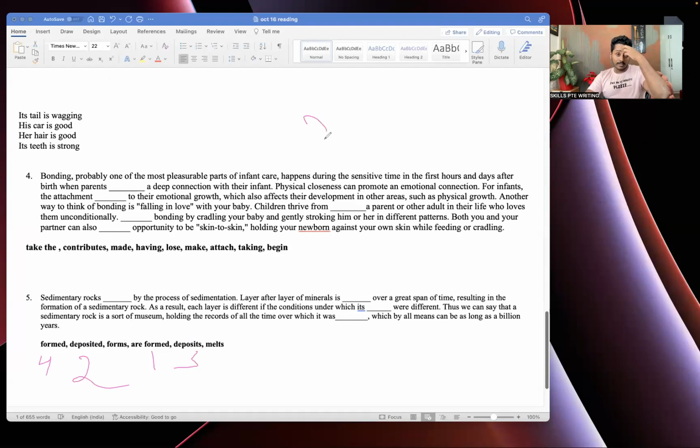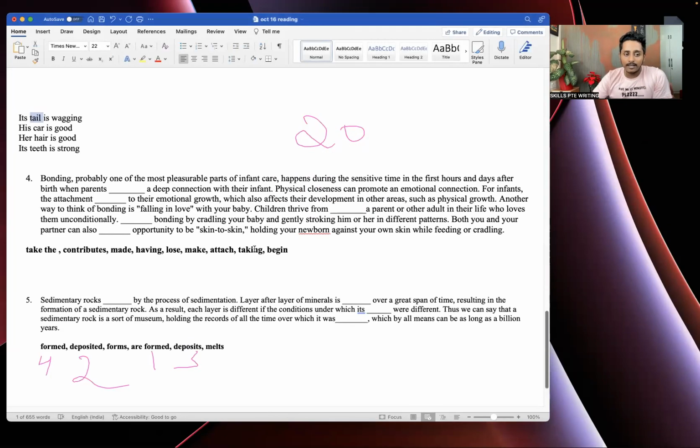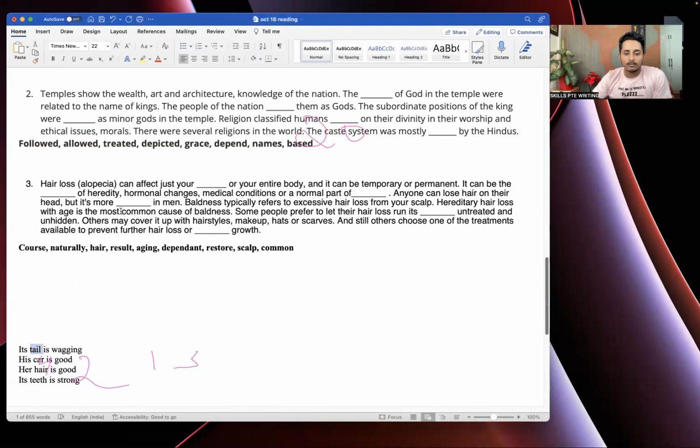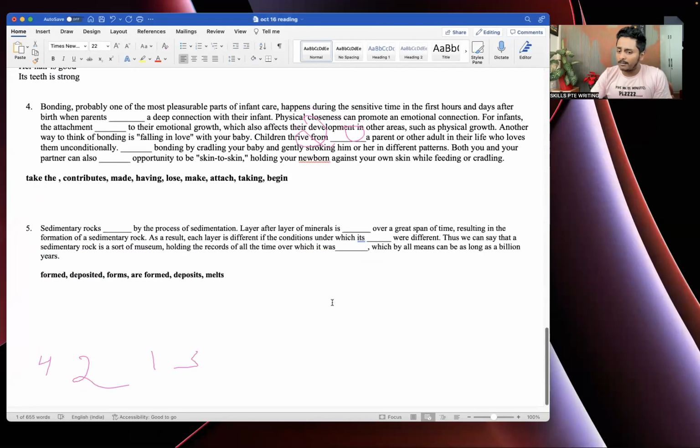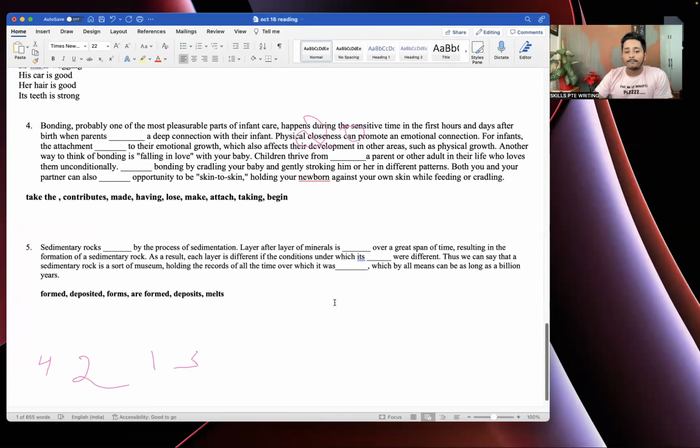Total is 20, I believe. 5 plus 5 plus 6 plus 4. Out of 19, is it? This is 4, this is 5. 1, 2, 3, 4, 5, 6. 1, 2, 3, 4, 5. Total is 20. Ahmad, not 35, 20.